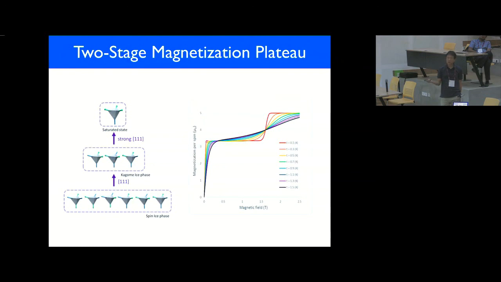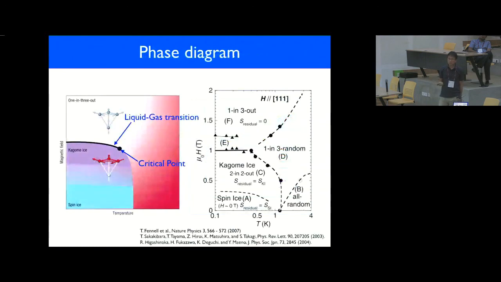Okay. And this is the phase diagram, and this transition is basically equivalent to a liquid-gas transition. This is a first-order transition, and there's a latent heat. There's a critical point. And experimentally, there's some observation that not only is there Kagome ice and this saturated phase, there's also some intermediate phase that people have seen. It's this part, which is oscillating, and people didn't really know what was going on in that part of the phase diagram.